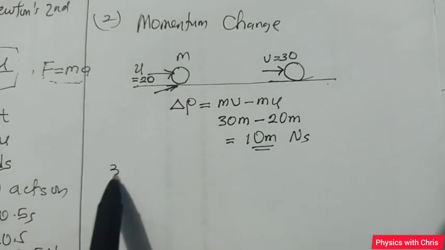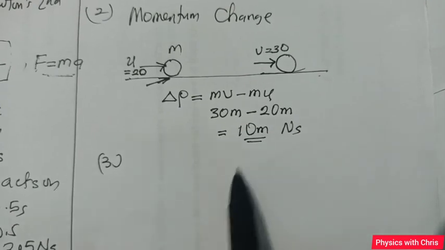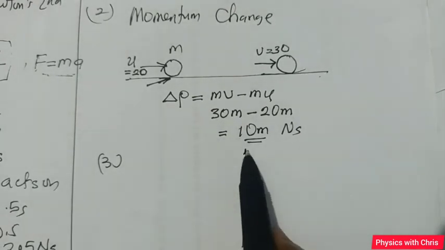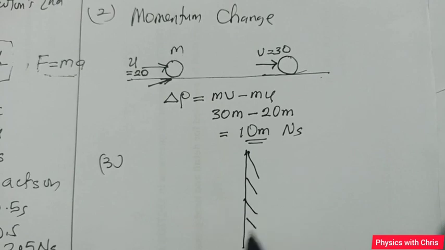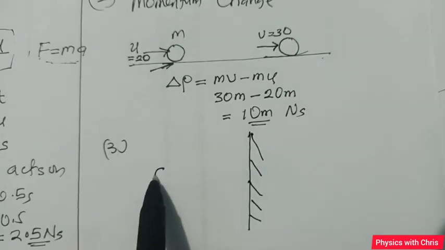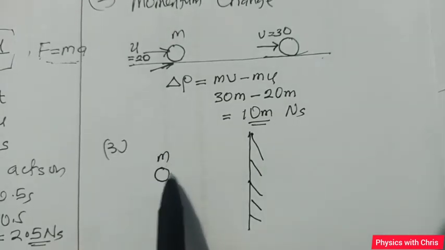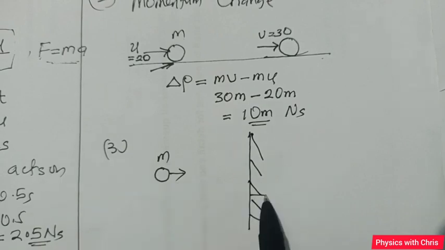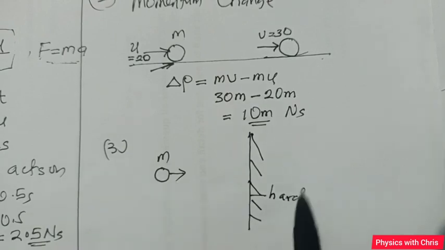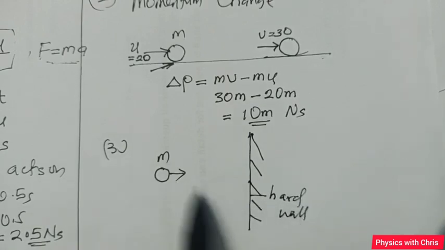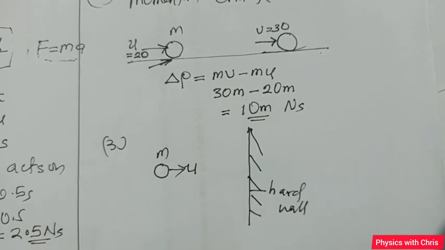What happens when it is this case of momentum change? But this time around, there's a change in the direction of motion. Let's say there is a particle of mass m moving towards a hard wall, a solid wall, with an initial velocity u towards the wall.